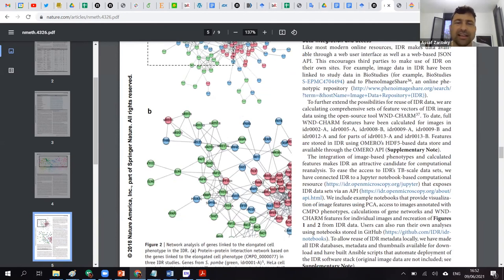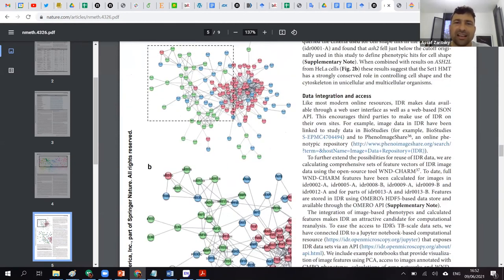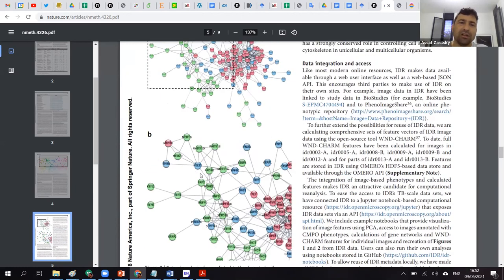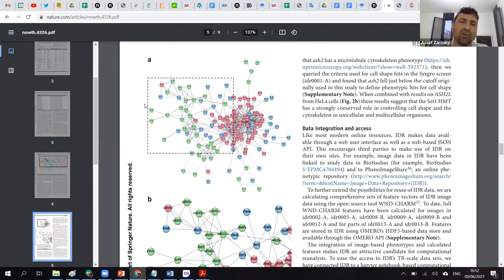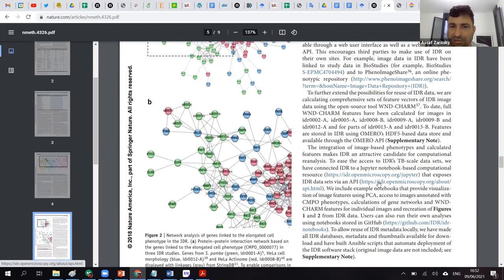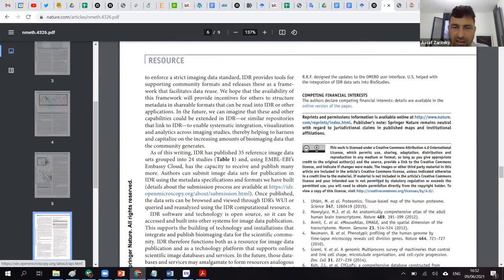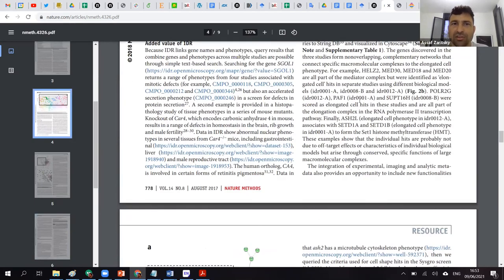And so in the color code, you see there is the red network, the blue network, and the green network. And there are some commonalities. So they combined everything together and created a new network. Then they looked at the network and correlated the outcome of cell elongation, the phenotype of cell elongation, to specific proteins. And then they could show that cell elongation is linked to this and that pathway or something like that. Okay, so I think this was a good demonstration.